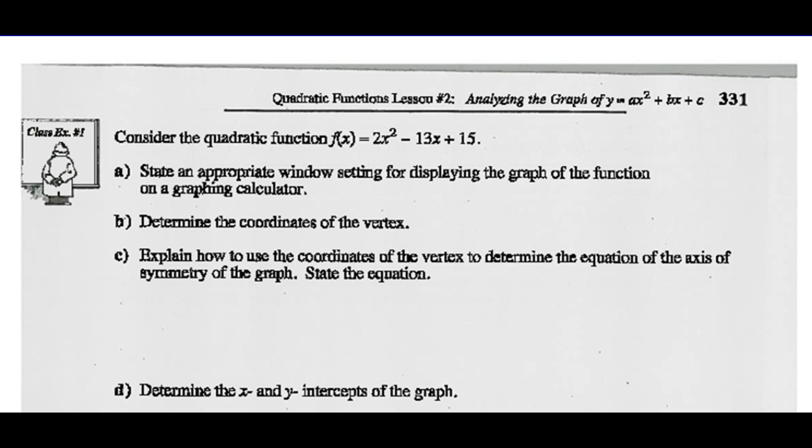Consider the quadratic function f of x equals 2x squared minus 13x plus 15. State an appropriate window setting for displaying the graph of this function on a graphing calculator, and then determine the coordinates of the vertex. Explain how to use the coordinates of the vertex to determine the equation for the axis of symmetry. Well, let's do parts A and B first.